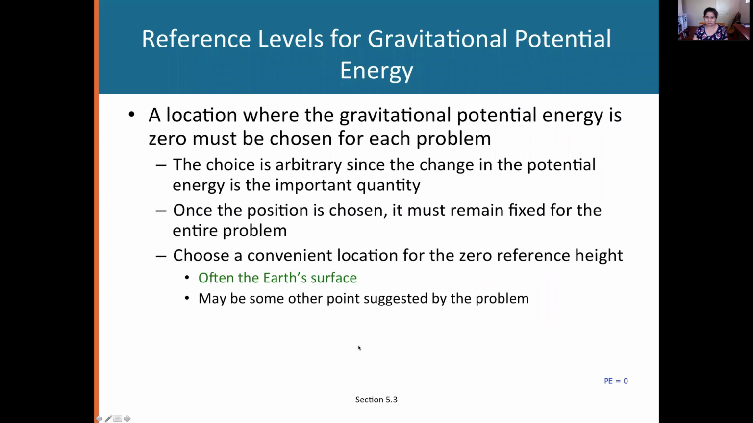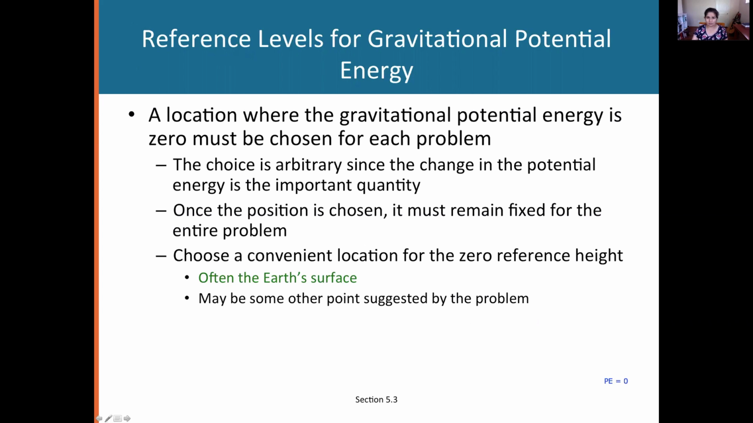So what did we say? We said that we need to define a reference level for gravitational potential energy. That's where we set our potential energy to be 0. You can define it to be anywhere in your problem, but once you set it, you cannot change it when you're doing your calculations, okay?